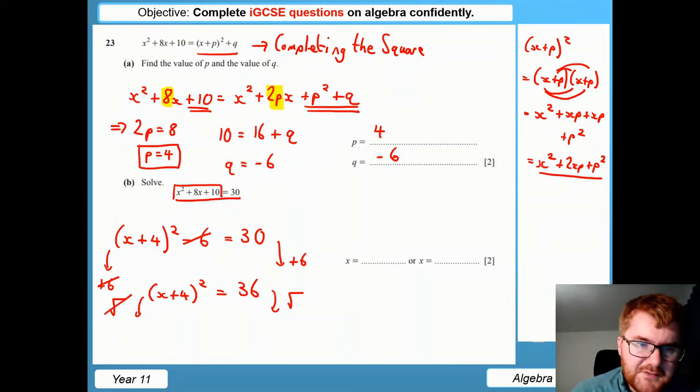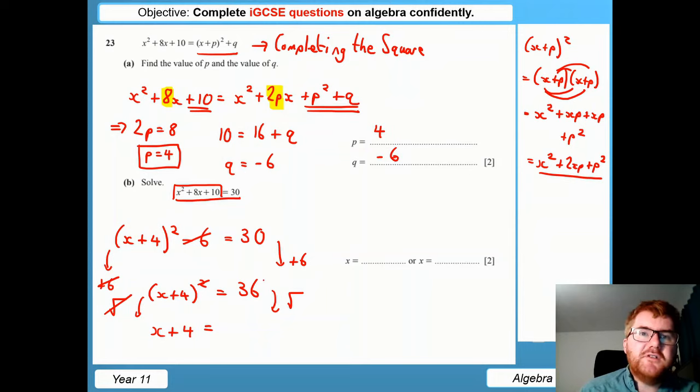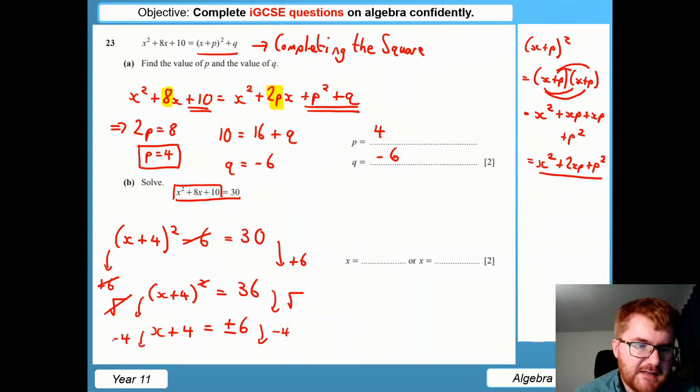So we're going to cancel here, and that leaves us with x plus 4. And remember, the square root of 36 isn't just 6, it's also minus 6 as well. So the square root of 36 is plus or minus 6, because remember, minus 6 times minus 6 is also 36. At this point, we then just treat it like a normal equation. So we have a plus 4 here. What's the opposite of that? Well, we're going to do minus 4 on both sides. This cancels, leaving us with x. And then we get plus or minus 6 minus 4.